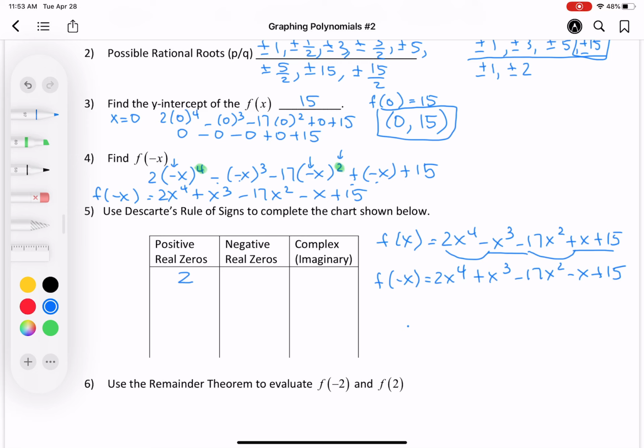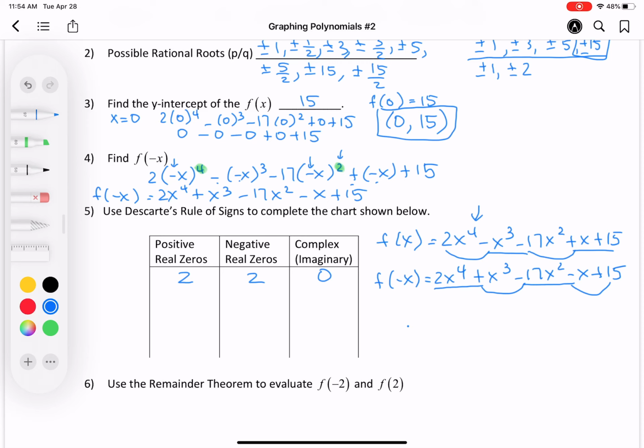Now let's check our negative real zeros. Okay, so we're looking for sign changes. Positive to positive, no. Positive to negative, yes. Negative to negative, no. Negative to positive, yes. So this also has two negative real zeros. All right, and we know that we have to have 4 roots. We already have 2, so that means this has to be a 0 because 2 plus 2 is 4.